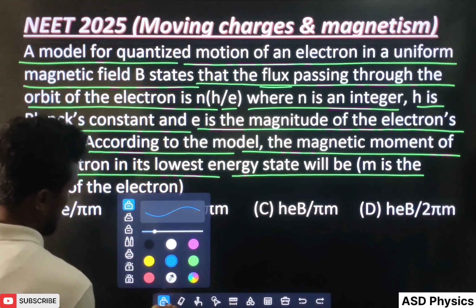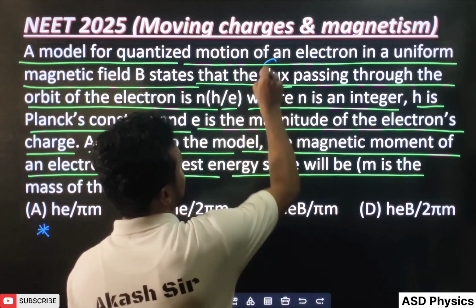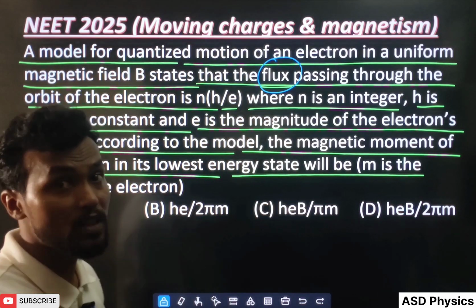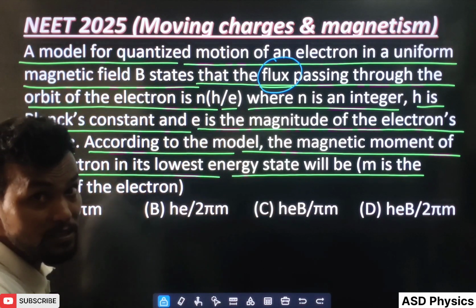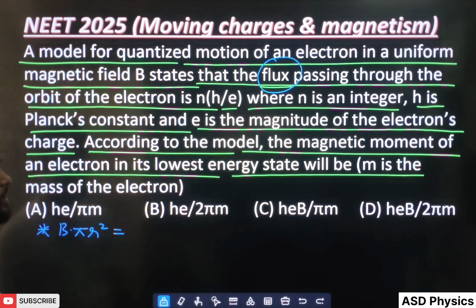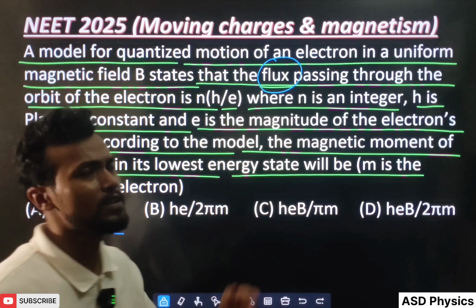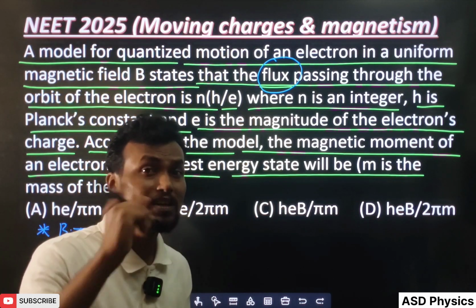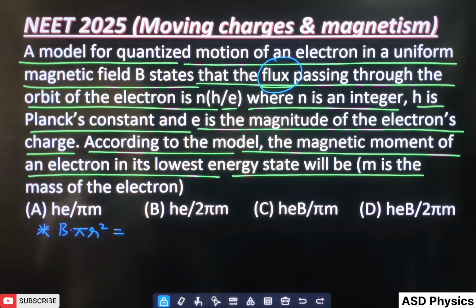So remember, first thing, what is this? A flux. What is the flux formula? Flux formula is B into A, B and area. For a circle, area is how much? Pi r square. Actually, the formula is BA cos theta, where theta is the angle between the magnetic field and the area vector. But for the circular path, the angle between the magnetic field and area vector is 0 degree here. So B into pi r square.